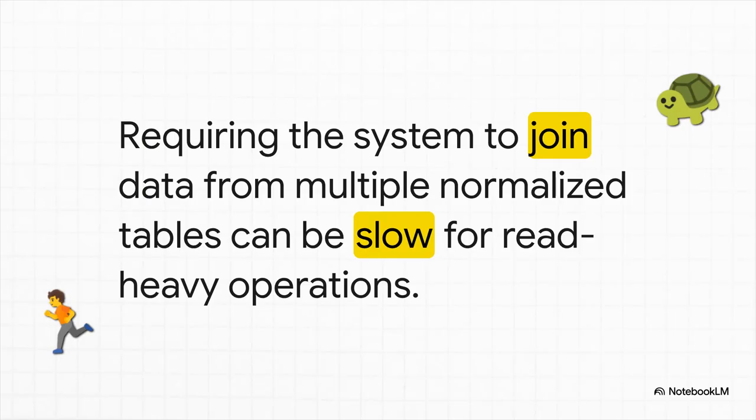Think about our librarian again. Let's say you ask for a list of all recent orders and you want the customer's name on that list. With our super organized system, the librarian has to go to the orders drawer, grab an order, look at the user ID, then run all the way over to the users drawer to find the matching name, then run back. Now imagine doing that 1,000,000 times a second. All that running back and forth, in the database world, we call that a join. It can get really, really slow.